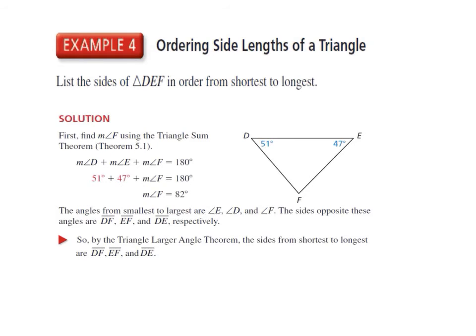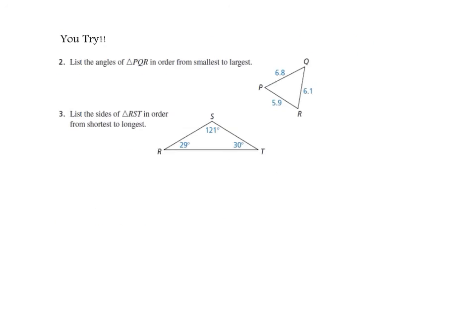So the angles from smallest to largest are angle E, angle D, and angle F. The sides opposite these angles are side DF, segment EF, and segment DE respectively, in other words, in that order. So by the triangle larger angle theorem, the sides from shortest to longest are DF, EF, and DE. All right, now please pause the video and you try these two where you're ordering angles and ordering sides. Try these on your own and then unpause the video to reveal your answers to see if you got them right.